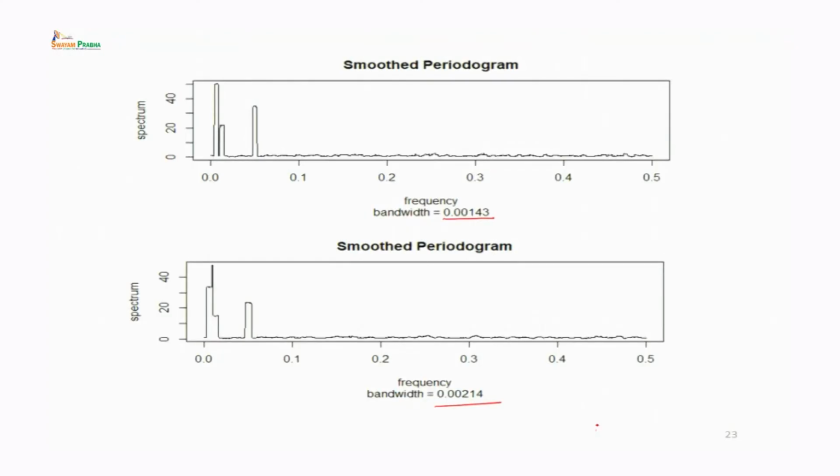So, the best option is you try different bandwidths and then you select the periodogram which looks most appropriate to you. Most appropriate means the periodogram looking at which you can clearly identify the dominant frequencies. So, this is the best option.